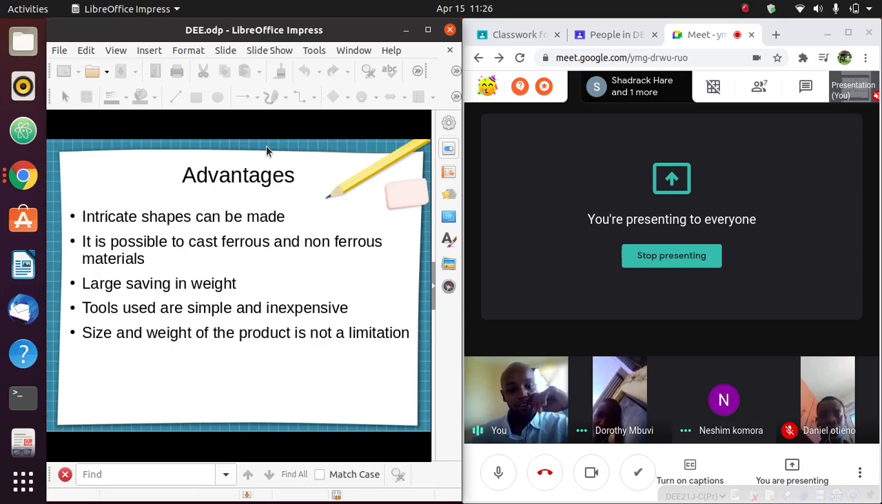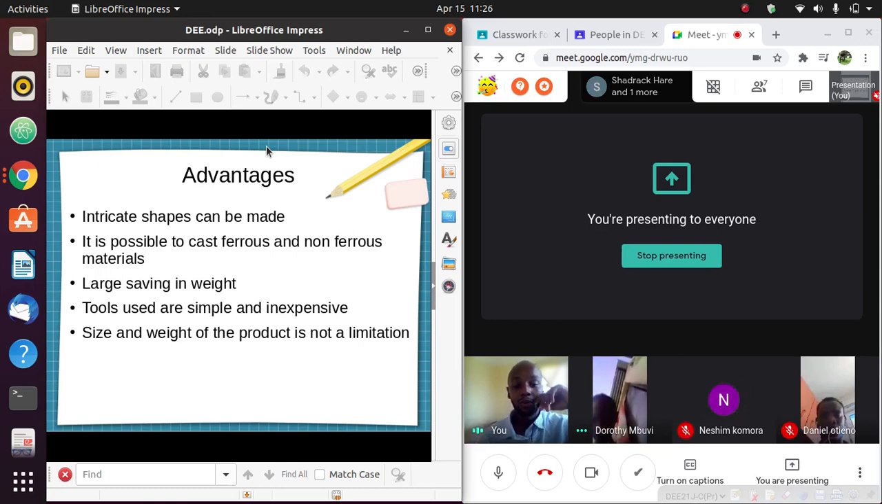Now, the advantages of sand casting ni mfano ni kama it's very possible to make complex shapes. Kama mfano engine block. An engine block is a very complex shape. Unaweza imagine ukienda kuchonga engine, it will be very difficult. So you can make very complex shapes by sand casting.